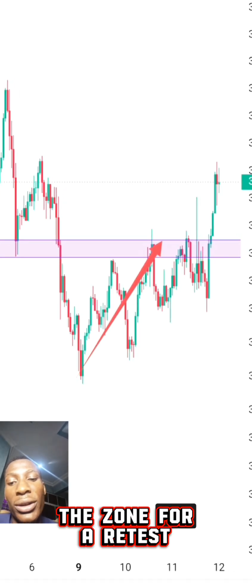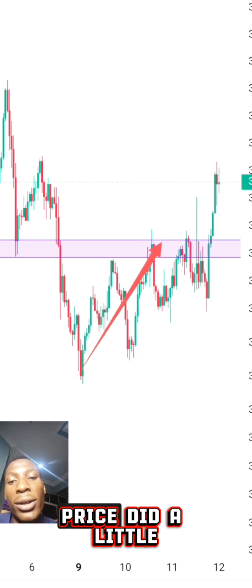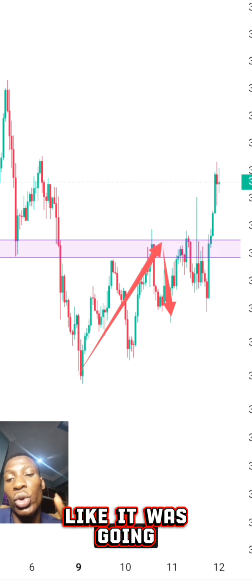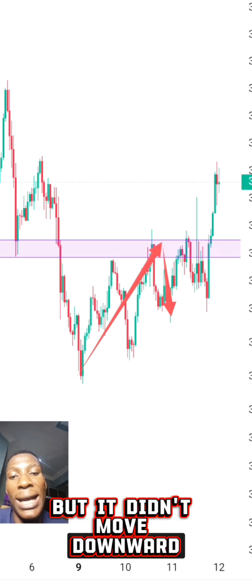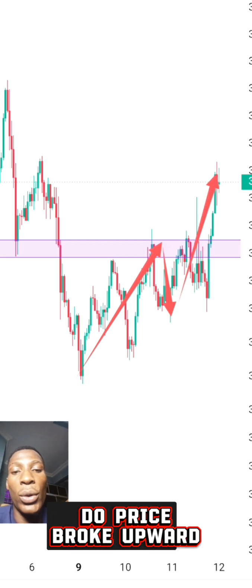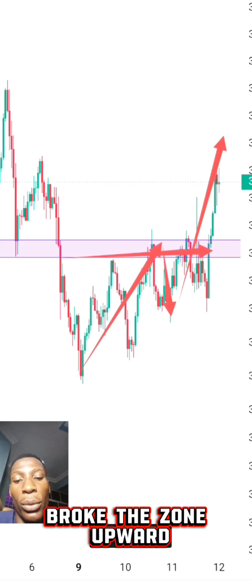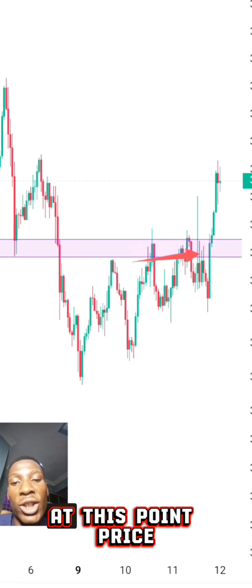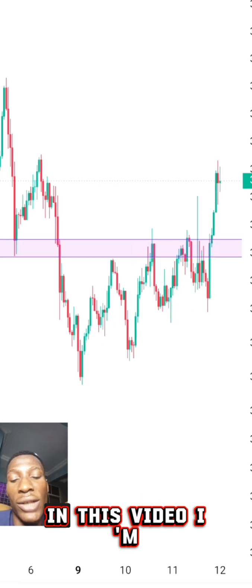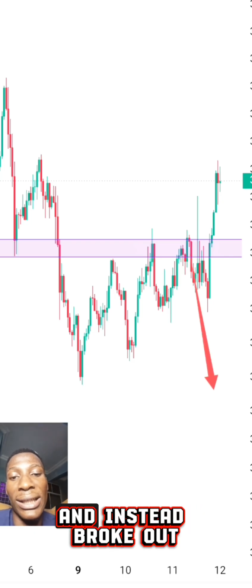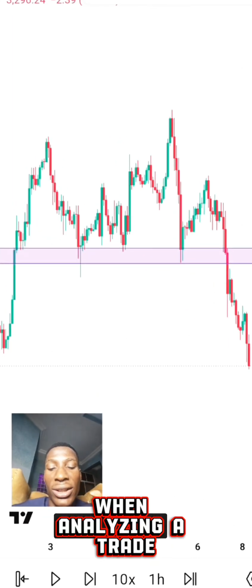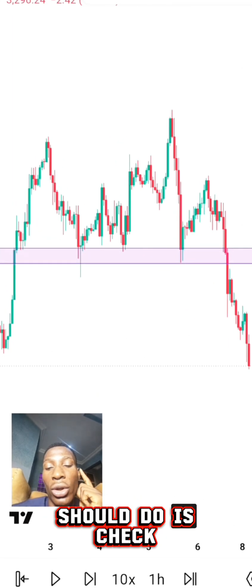So price went to the zone for a retest, but as you can see, price did a little bit of pullback, like it was going to move downward, but it didn't move downward. And what did it do? Price broke upward, broke the zone upward. Imagine you taking this sell at this point, price would have taken your stop loss, right? In this video, I'm going to show you why price did not sell downward and instead broke out of the zone.